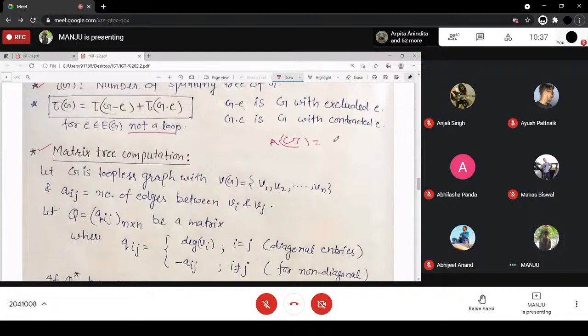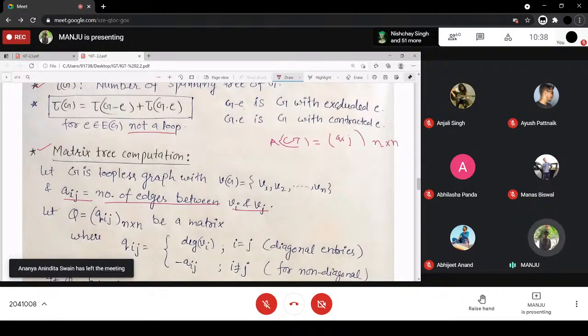This will be an n by n matrix, and this will be a symmetric matrix. Here are the vertices, here again vertices, and the number of edges between the ith vertex and the jth vertex, right? That will be your Aij. Clear? Number of edges with endpoints vi and vj, and this will be a symmetric matrix. Clear? Because here we are having an undirected graph, so the number of edges between Vi and Vj will be the same as between Vj and Vi.